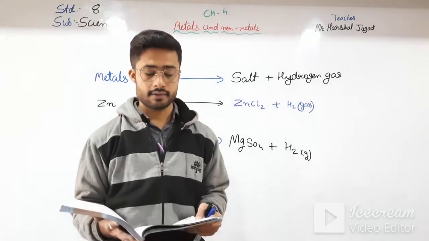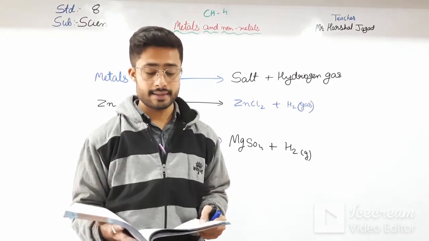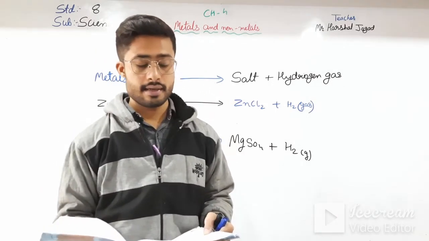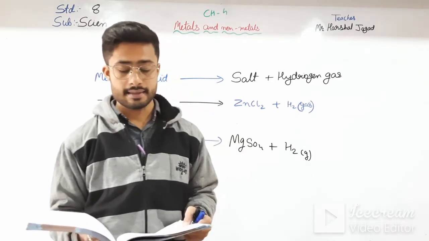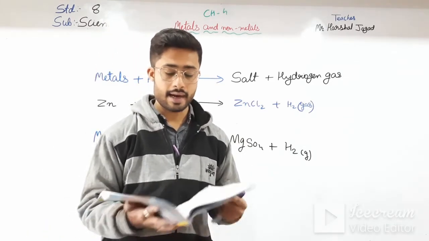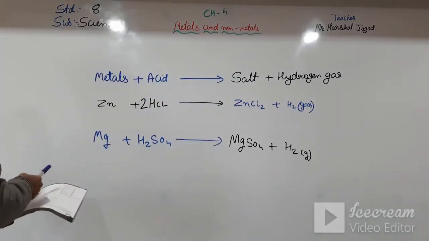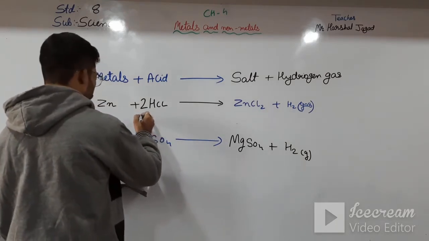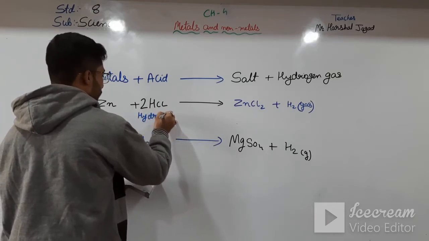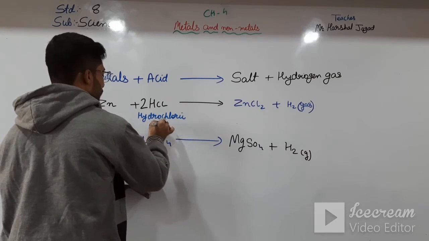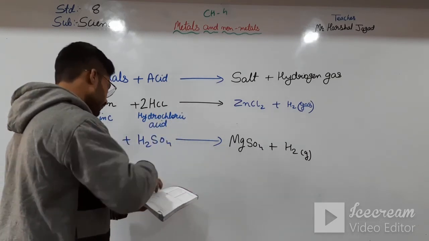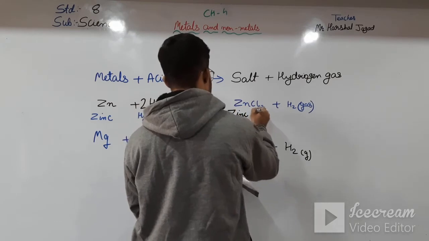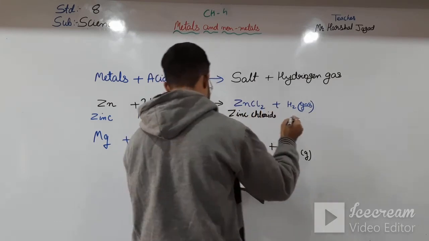First of all, what are salts? Salts are compounds formed when the hydrogen of an acid is replaced by a metal. Different acids and metals react to form different salts. In that, zinc reacts with hydrochloric acid to form zinc chloride and hydrogen. Here I forgot to write the names: zinc plus hydrochloric acid gives zinc chloride plus hydrogen.